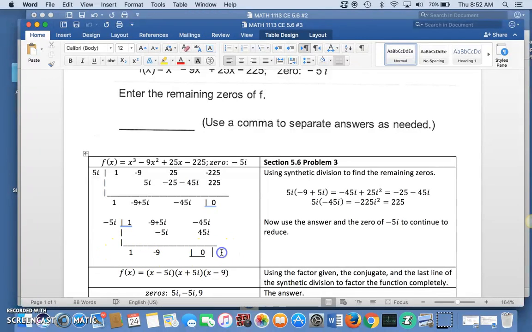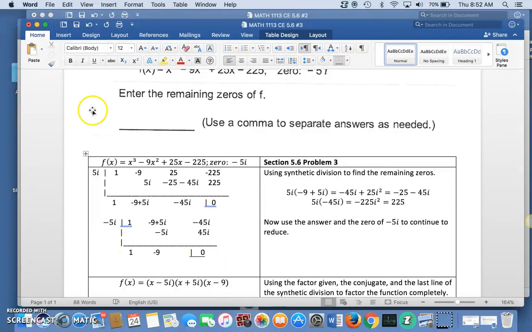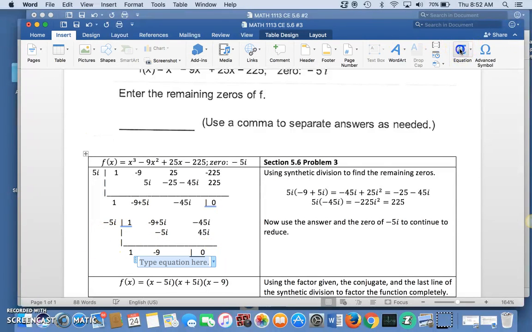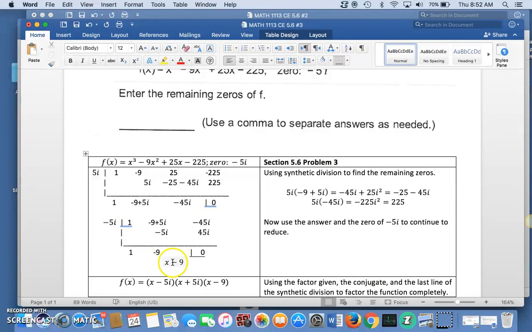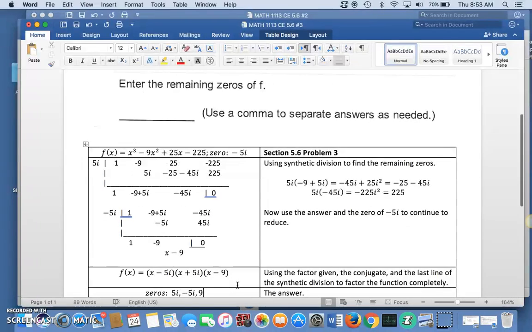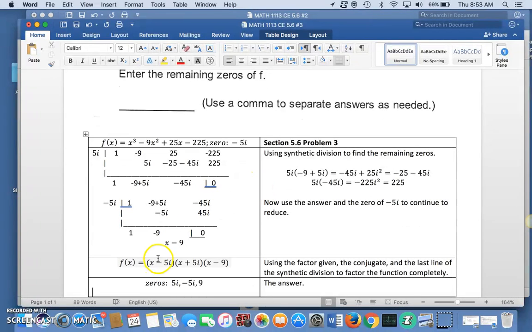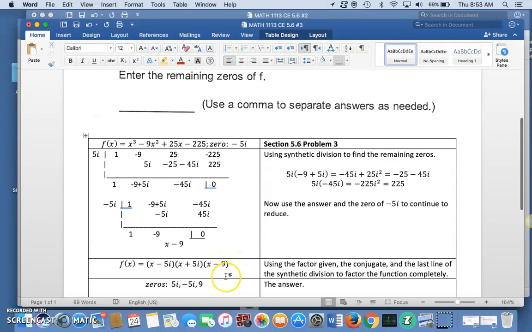This little part right here, what this actually stands for, and I'm going to put that in because I think it would help, that actually stands for x minus 9. So you're down to that as a factor. The other two factors, this one would be an x minus 5i, this one would be the x plus 5i, and then you would have the x minus 9. These are your factors. So your zeros going from that would be 5i, negative 5i, and positive 9.